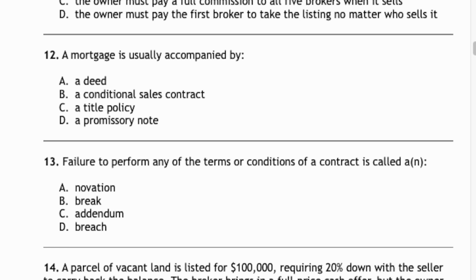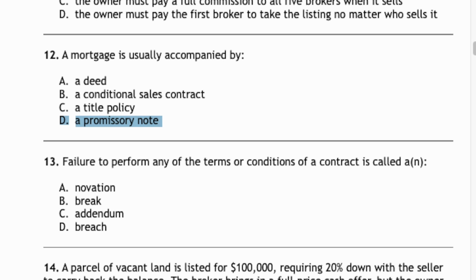The answer is D, a promissory note. I look at it this way. The mortgage is the description. The promissory note is the money. I promise to give you this money for this. And the mortgage is describing the house. So let's go over the answer.